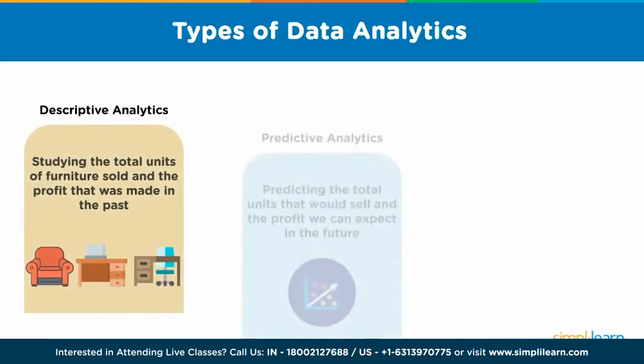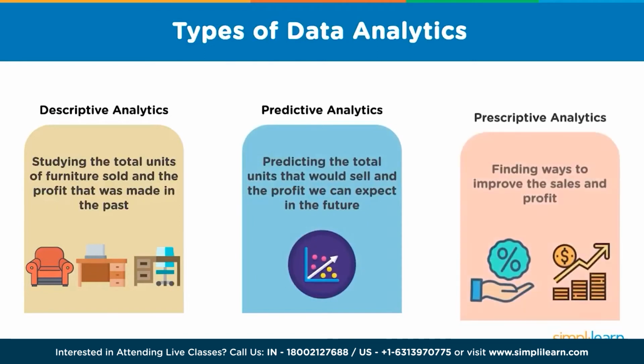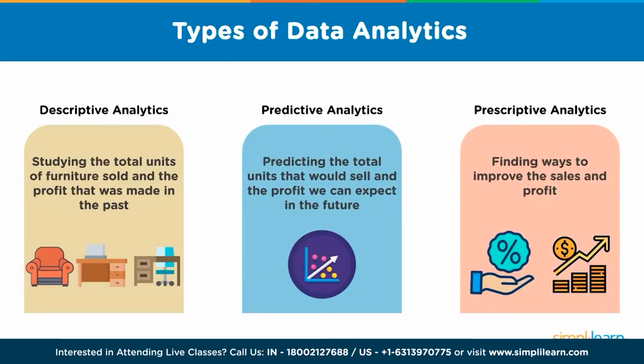And we really can't go into enough detail on these three, because a lot of people stumble on this when they come in and are doing analytics. Whether you're the manager, shareholder, or the data scientist coming in, you really need to understand the descriptive analytics, where you're studying the total units of furniture sold and the profit that was made in the past. Here we go into predictive analytics, predicting the total units that would sell and the profit we can expect in the future, gear up for how many employees we need, how much money we're going to make, and prescriptive analytics, finding ways to improve the sales and the profit so we can sell maybe a different kind of furniture. We're going to guess at what the area is looking for and how that marketing is going to change.